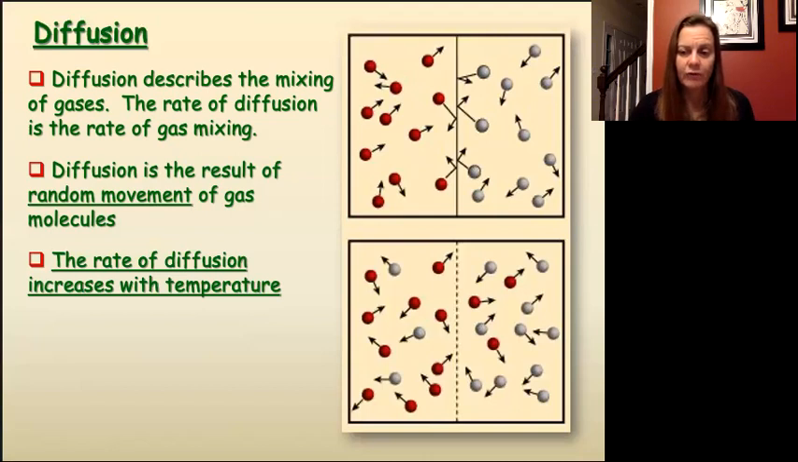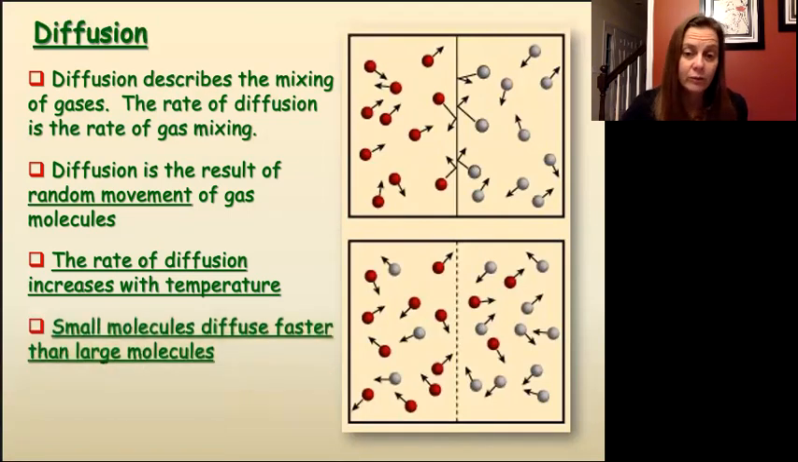Effusion refers to that movement if we have a small hole. So effusion is when gas molecules move through a small hole. It relies on the same principles as diffusion, but it is slightly different. Diffusion is open mixing. Effusion is the rate of movement through a small, pinhole type hole. Small molecules are going to diffuse faster than large molecules because they're moving faster than large molecules.